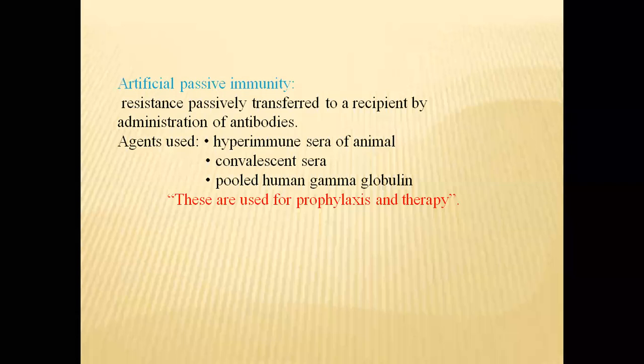So when the same antigen enters our body next time, we will recognize it immediately and our body will fight it. But in artificial passive, we are introducing the antibodies. Somebody else has already prepared these antibodies.